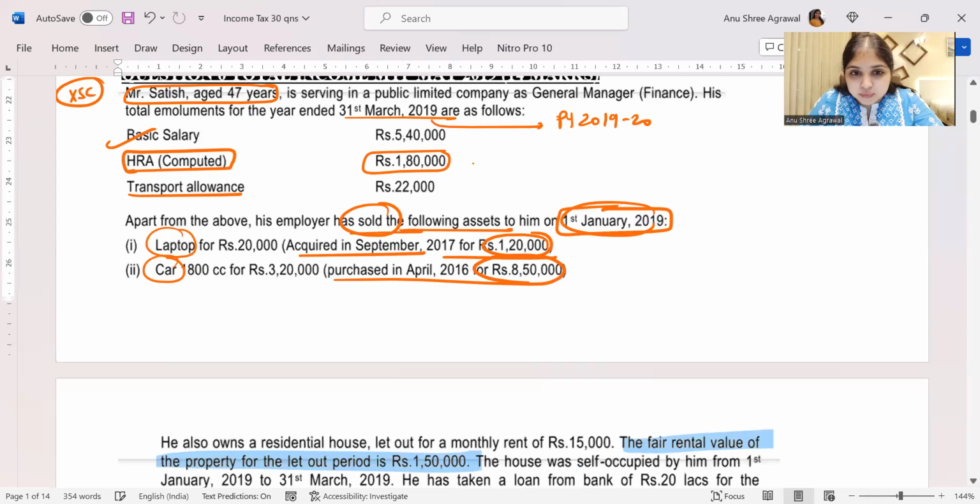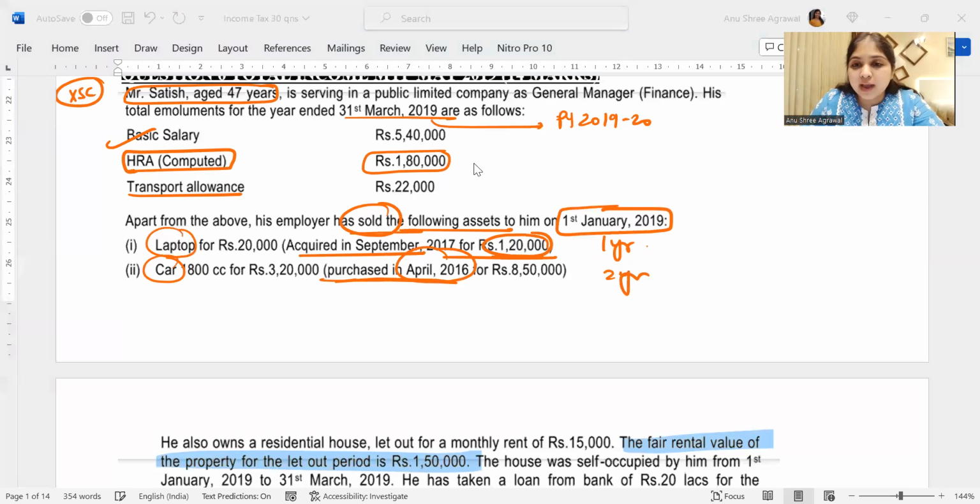Now tell me, it was acquired in September 2017, sold in January 2019. How many completed years? September 2017 to September 2018, only one completed year. So only for 1 year you will do the calculation here. And what about motor car? How many completed years? Purchased in April 2017, sold in January 2019. So April 2017 to 18, 1 year. 18 to 19, 2 years. 18 to 19 is not getting completed. So only 2 completed years.